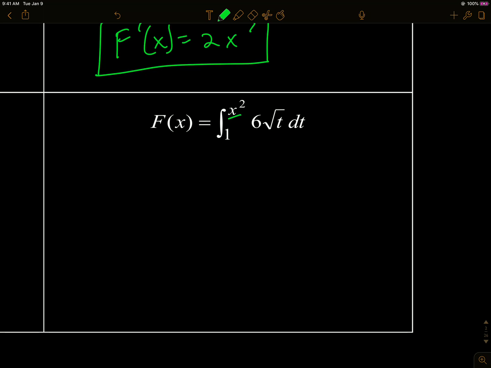And the key here is that these variables do not match. They have to be different. This variable has to match that variable. That's the function. That's where you're plugging in your x. So if I ask you to find like f of 2, we're plugging 2 into the top there. We are not plugging 2 into the t. So that's important to notice.